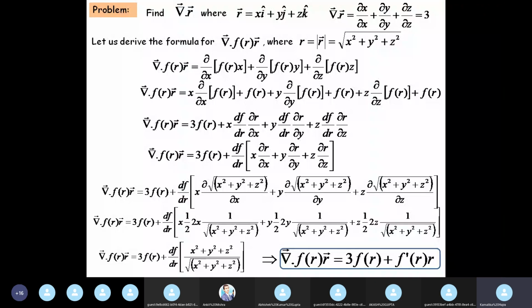One more. FR is log r. FR is log r. 3 log r plus 1. 3 log r plus 1. Exactly, 3 log r plus 1. F prime r is 1 by r into r. So that gives you 1. So 3 log r plus 1.